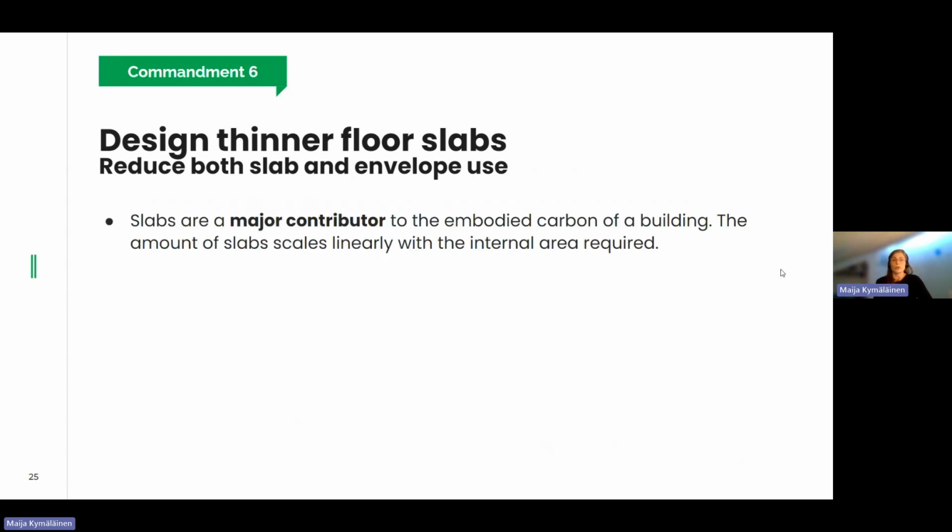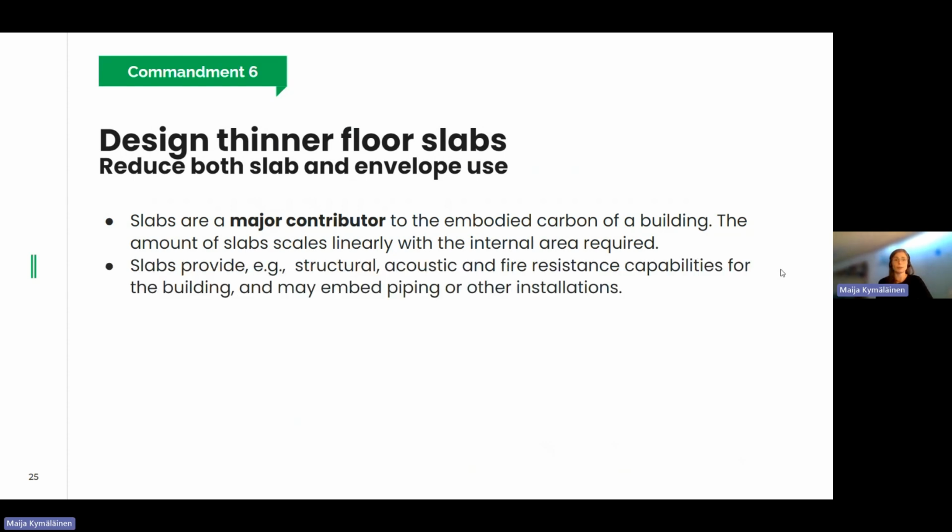So the horizontal structures are responsible for a big part of the embodied carbon emissions. And unlike the envelope area, the amount of slabs scales linearly with internal area requirements. And also reducing the thickness allows for reducing the envelope height. Slabs also, of course, provide a lot more functions than just being a floor or a ceiling. So there's structural properties, acoustic properties, fire resistant properties, and also they may include piping and other installations within them.